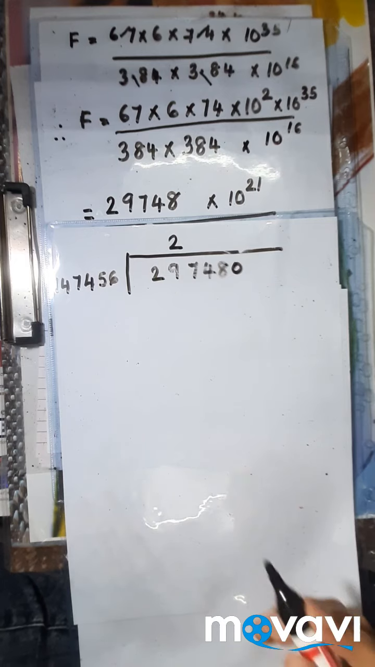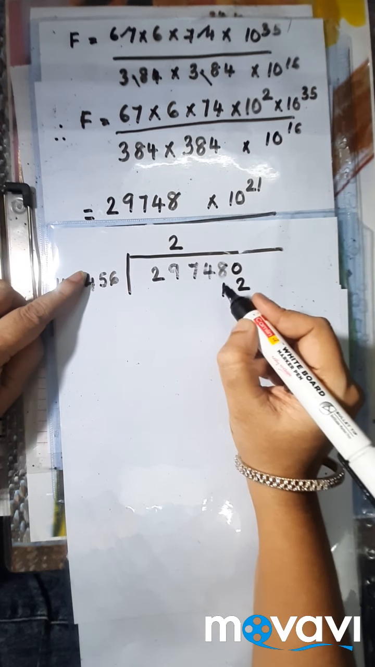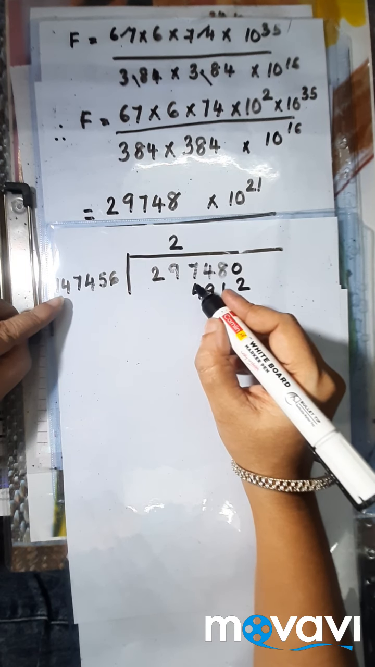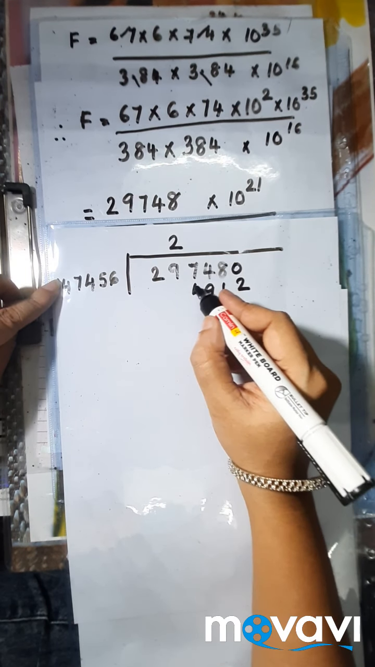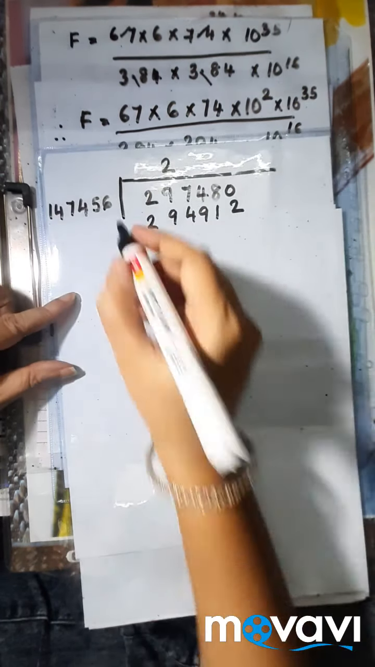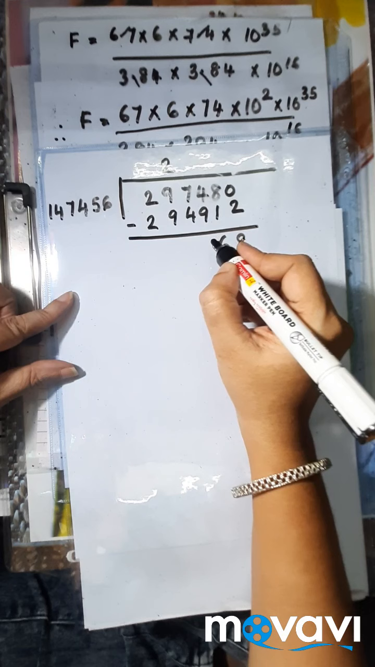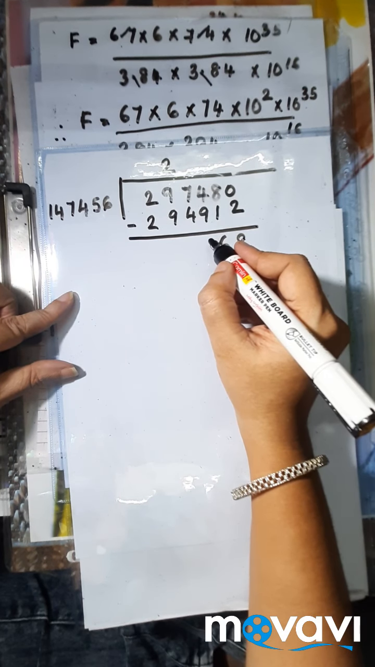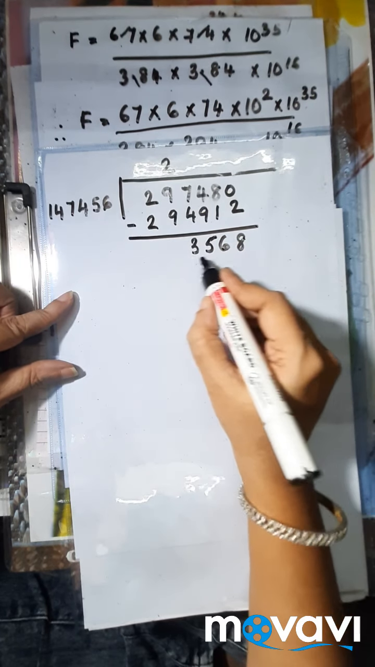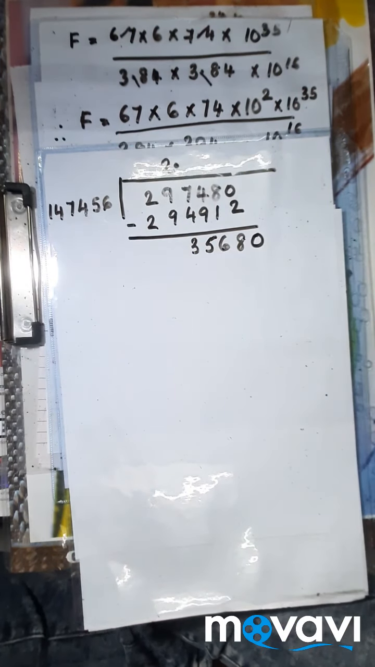So if I multiply this 2 times, 6 2s are 12, 5 2s are 10, 11, 4 2s are 8, 9, 7 2s are 14, 7 2s are 14, 4 2s are 8, 9, 2 1s are 2, so 2 9 4 9 1 2, okay. When I subtract this, this will become 8, this will become 6, this will become 4 and 5, this will become 3, okay, 3 5 6 8. Now I will put my decimal point here and I'll bring down the next 0.